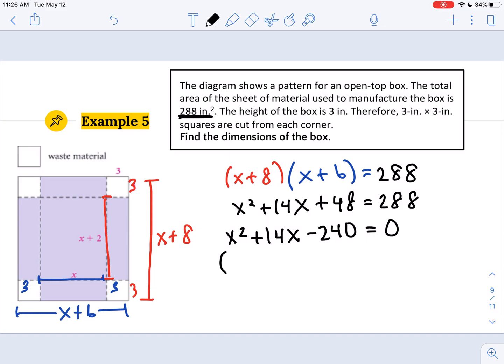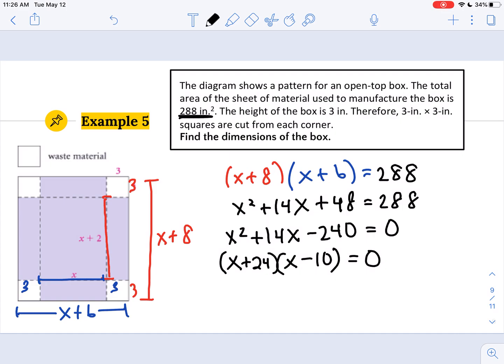So I'm going to set up my two binomials, set it equal to 0. I know this is x, I know this is x. Now I'm asking myself what two numbers multiply to get me negative 240 and add to 14. If you need to do some guess and check work on the side, that's totally fine. I come up with 24 and 10. Now I know the negative must belong to the 10 and the positive must belong to the 24.